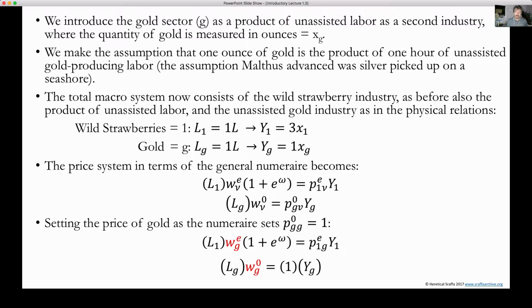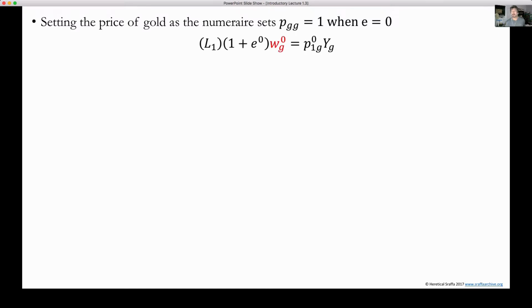Now we're setting the price of gold equal to 1, and we're going to then solve first for the wage in the gold sector, and then plug that into our wild strawberry unassisted labor sector. It's going to be here. All right, set the price of gold equal to 1. Now we're going to do this when the rate of exploitation is equal to 0. We're also going to develop this first in the pure wage regime of distribution. Okay, so the first equation is the wild strawberry sector. The second equation is the unassisted gold sector.